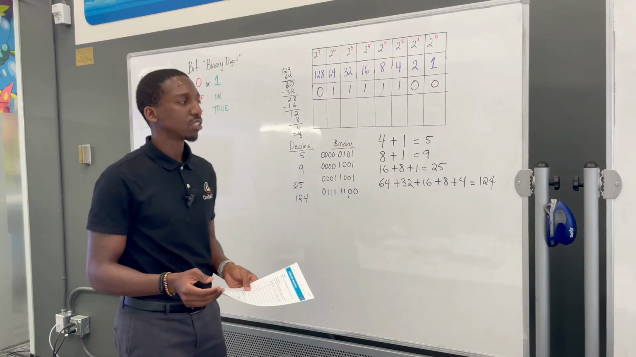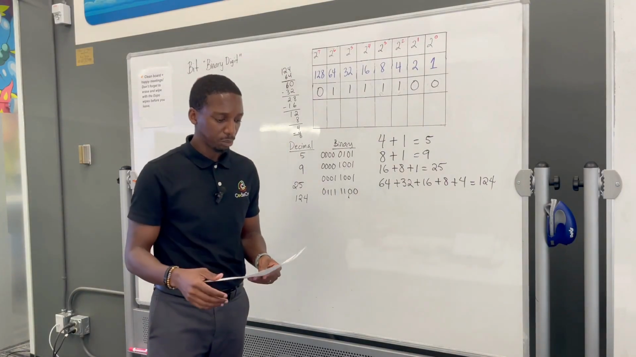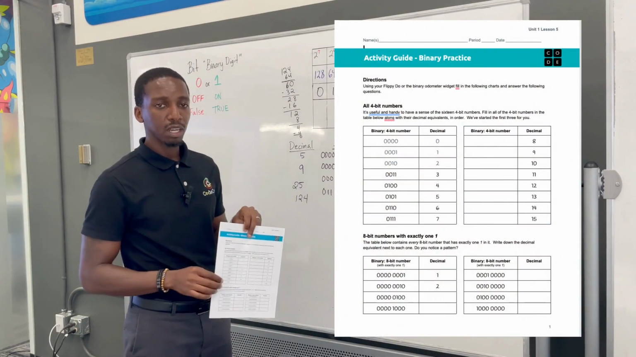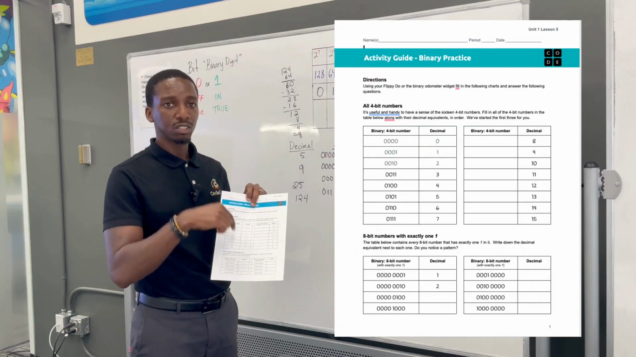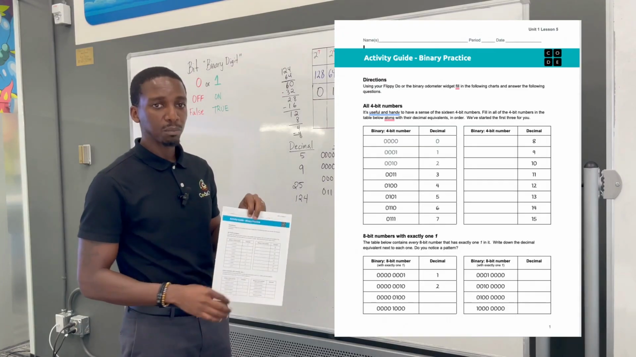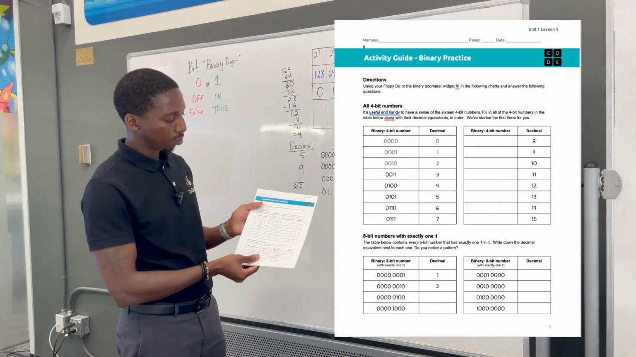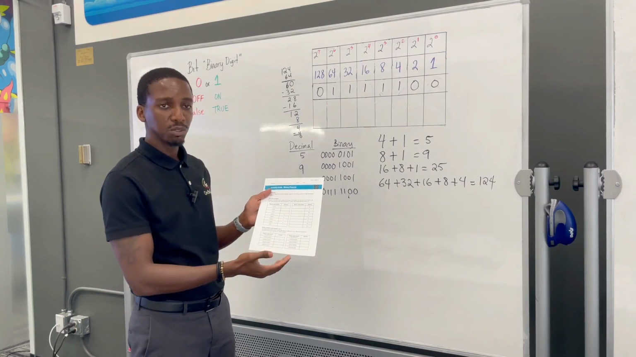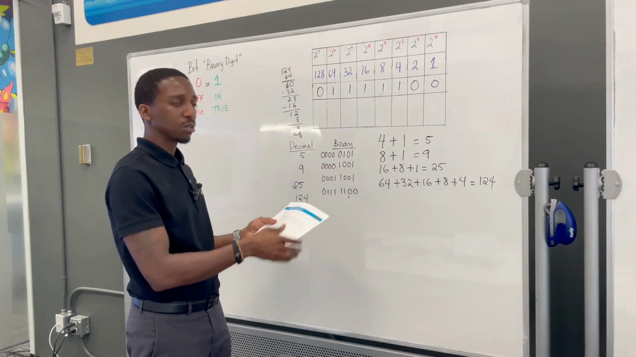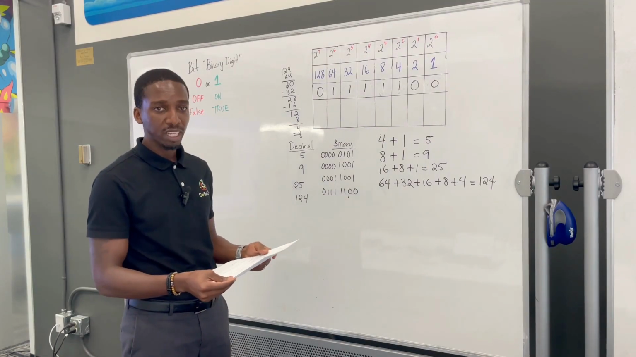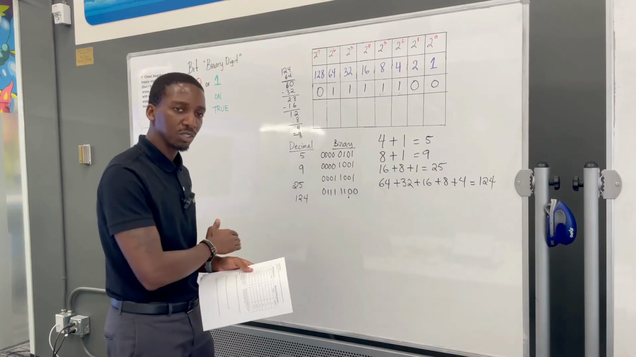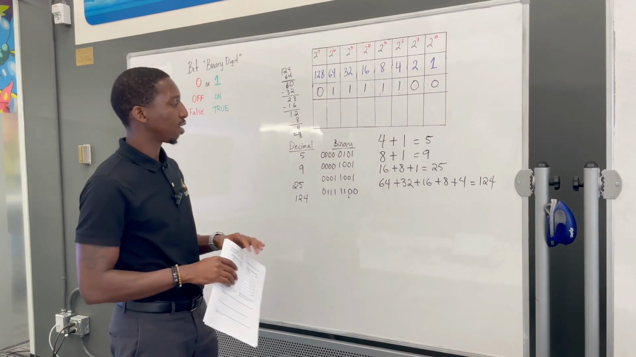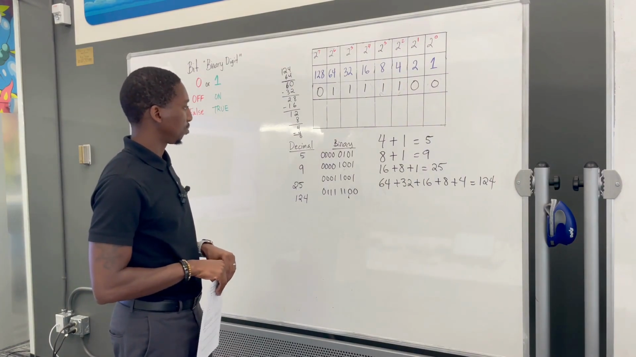Okay, so now that we had a chance to walk through a couple of examples, we have an activity guide that we can go through. It has a table. I will go ahead and attach this to the video so you can have the activity guide, but you're going to practice this. The first part is you're converting binary to decimal, and then you go from decimal to binary. So it's just trying to get you to practice going back and forth. If you have a decimal number, how to convert it to binary, and vice versa, how to convert it back to a decimal.